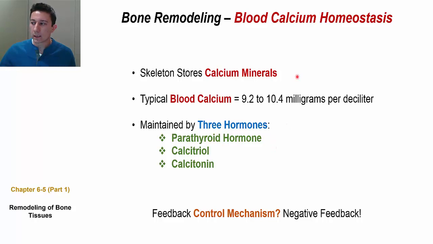Recall that in homeostasis we had two feedback mechanisms: positive and negative feedback. The feedback control mechanism in this case is negative feedback, because negative feedback always promotes the movement or the return of a variable to a very specific range.